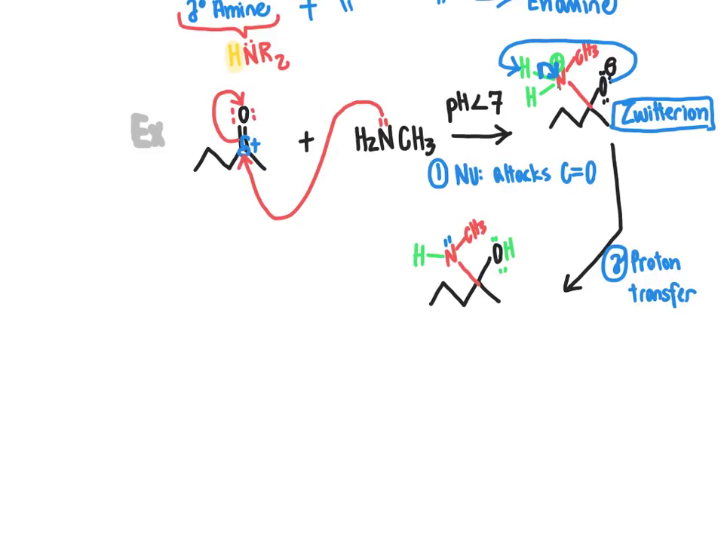So at this point, the special name for this intermediate that we made, where we have our hydroxy group and our amine group geminal to one another, is referred to as a carbonyl amine.